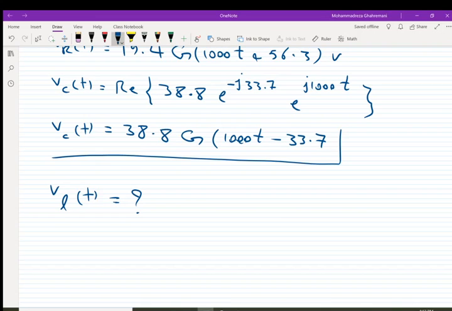That's for series equivalent and voltage division that we just discussed. And now I'm going to talk about parallel equivalent and current division.